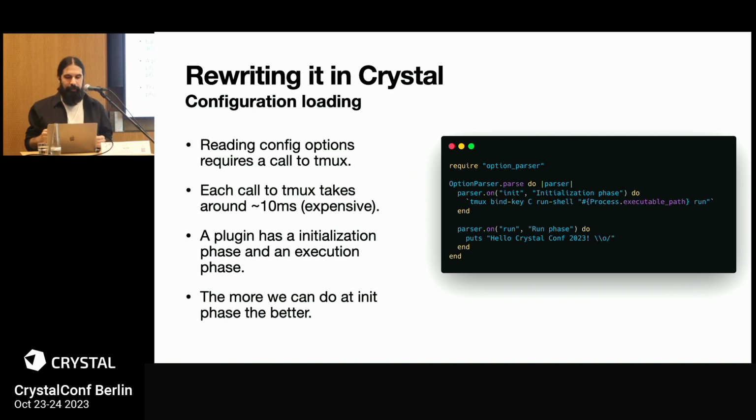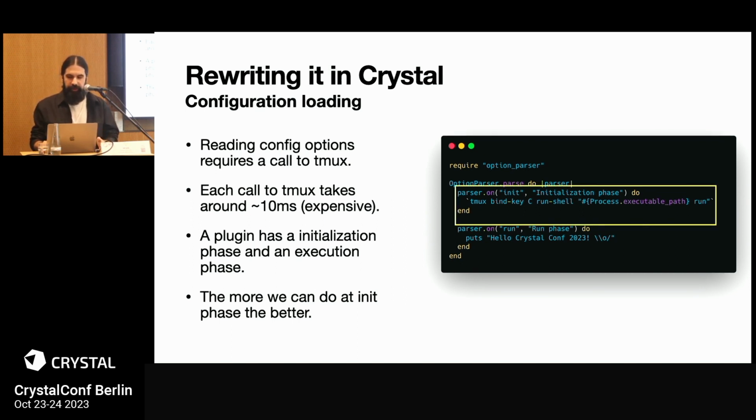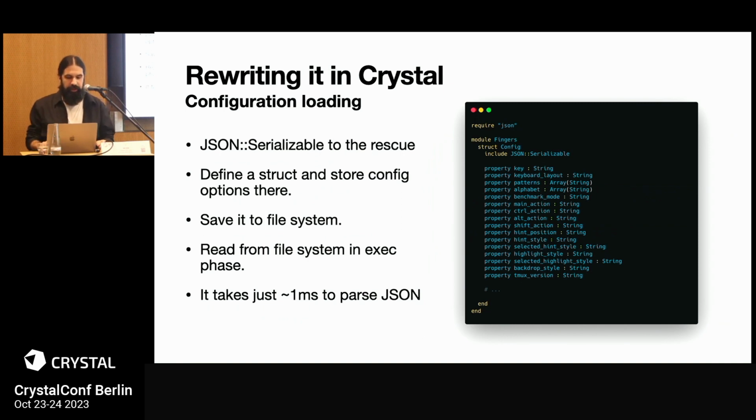The main performance issue that I had when writing the plugin was that every call to tmux is expensive because it's a shell call. So one trade-off that I made is that I need to parse the options that the user has in the tmux config file. So I try to do everything that I can in the initialization phase, which only happens once when you open tmux, and you only do that once every few days. And then JSON serialization really helped me here, because I can read the options from the shell using expensive tmux calls, save them to the file system, and just read from there.